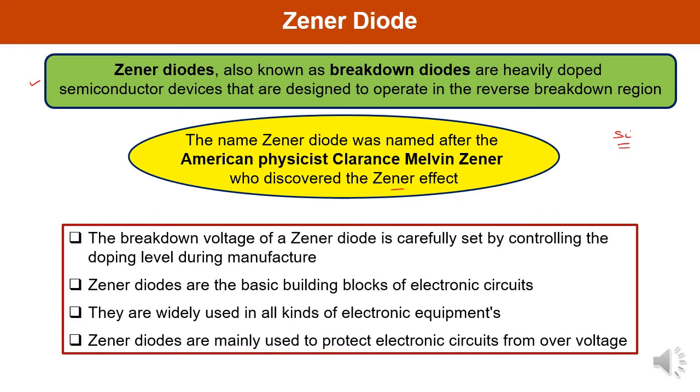Some of the important points which you must remember: the breakdown voltage of a Zener diode is set carefully by controlling the doping level during manufacturing. Zener diodes are the basic building blocks of electronic circuits. They are widely used in all kinds of electronic equipment. Zener diodes are mainly used to protect electronic circuits from over voltage. So all of these points are very important. You must remember them.